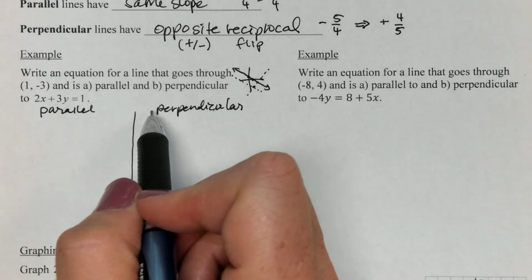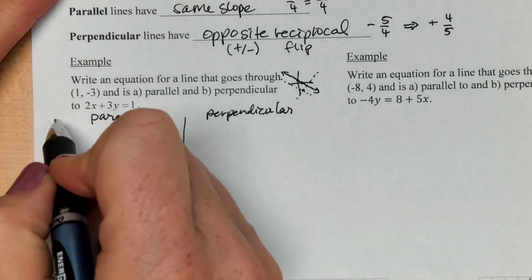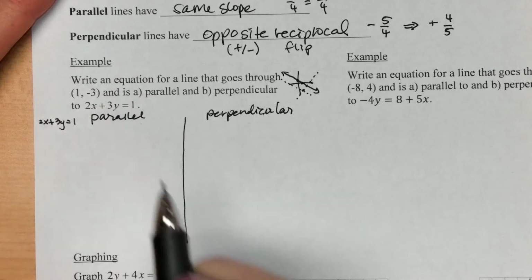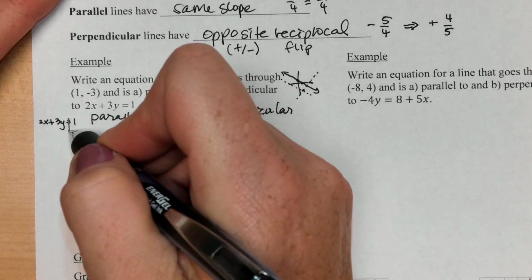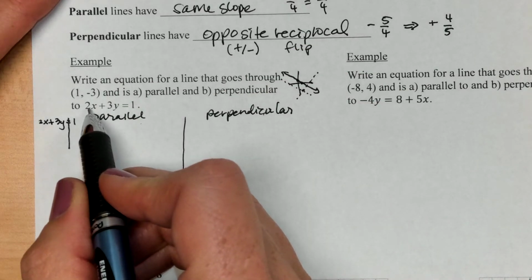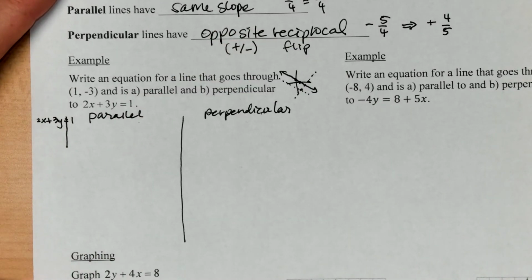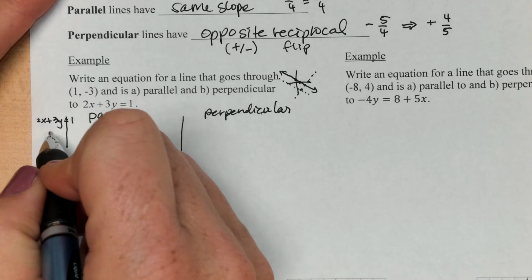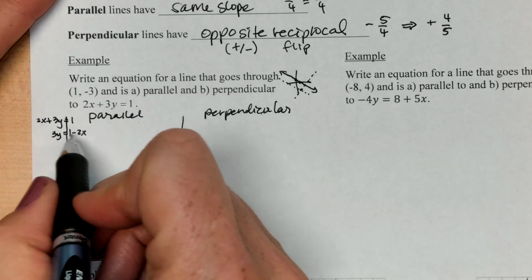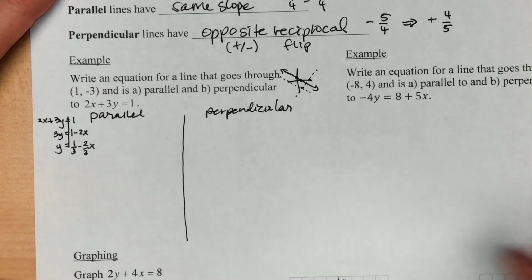Before you can do parallel or perpendicular, you need to know what slope you're working with. So in the tiny amount of space I left myself, I'm going to take 2x plus 3y equals 1, and we need to solve that for y to figure out our slope. We can't just use the 2, because to pick out the slope we need it in the form y equals mx plus b. So I'm going to subtract 2x to the other side. I'll have 3y equals 1 minus 2x. Then I'll divide by 3, and everything gets divided by 3, so make sure you do the 3 the whole way across.